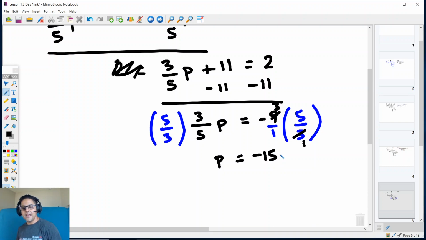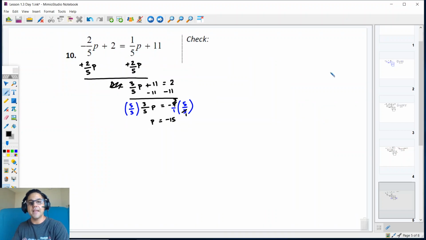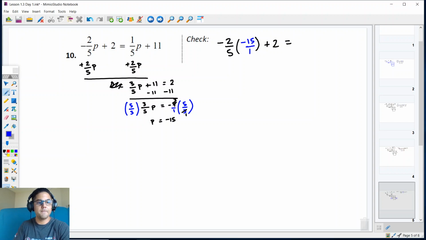So even though we provide you the answers, again, the check is a strategy to see if the answer really makes sense. And we're going to be using that a lot when we get to chapter 4. All right, so when you check it again, it's going to look like this. Negative 2/5 multiplied by the p value plus 2. And the value of p we think is negative 15. So I'm just going to write it as negative 15 over 1 so I can practice cross canceling. On the right side, it is 1/5 times the value of p plus 11. And again, we think p is negative 15 over 1. All right, let me zoom in.